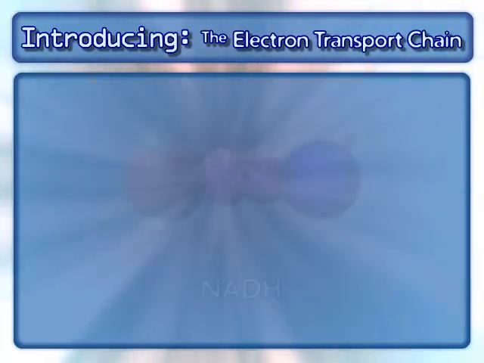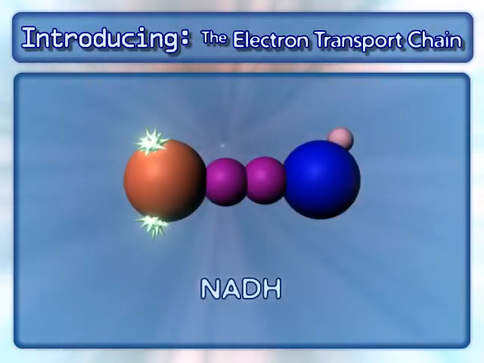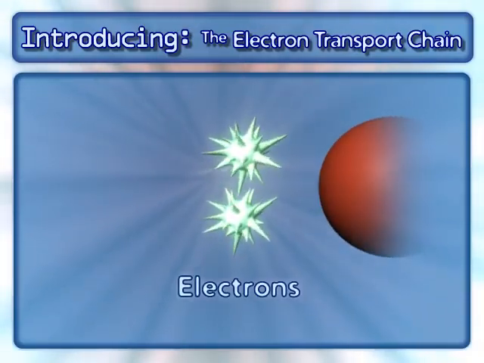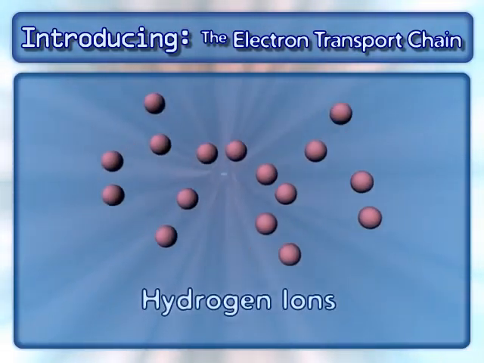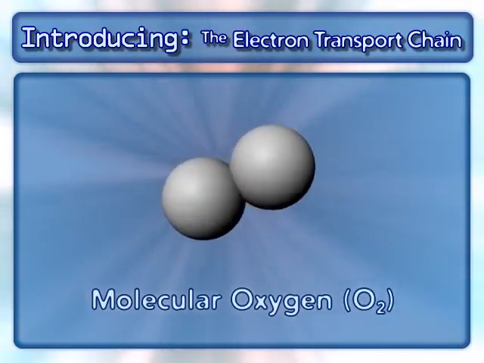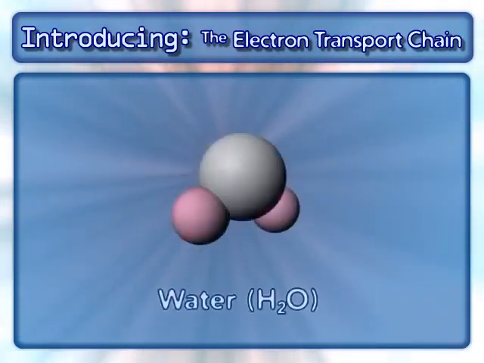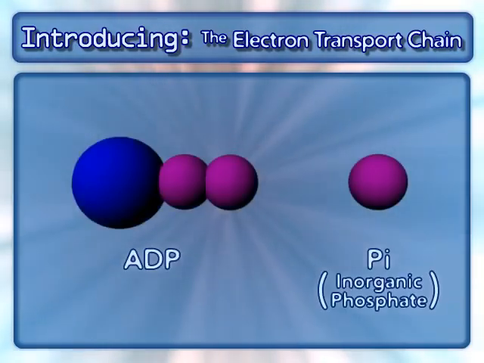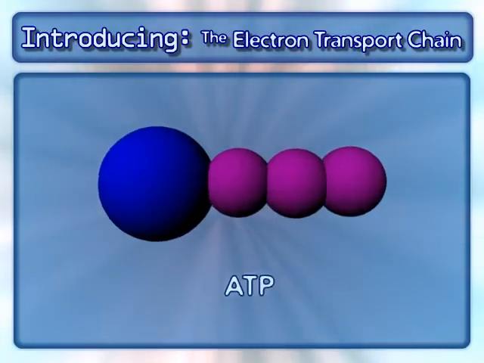Other key components in this process are NADH and the electrons from it, hydrogen ions, molecular oxygen, water, and ADP and PI, which combine to form ATP.